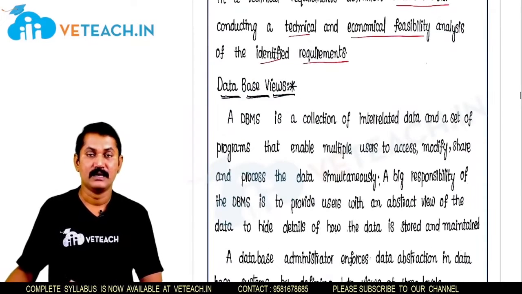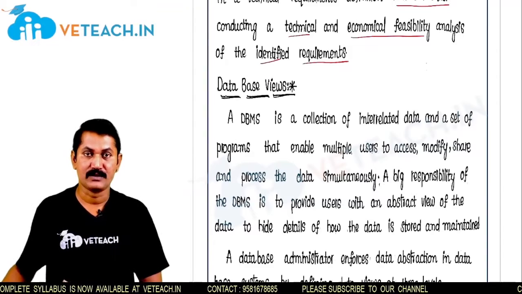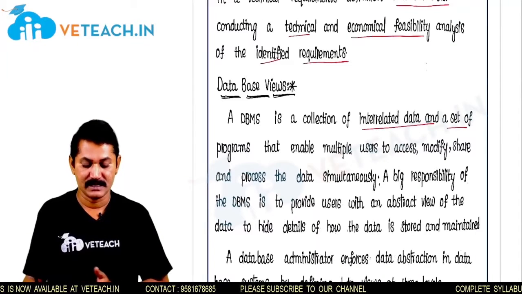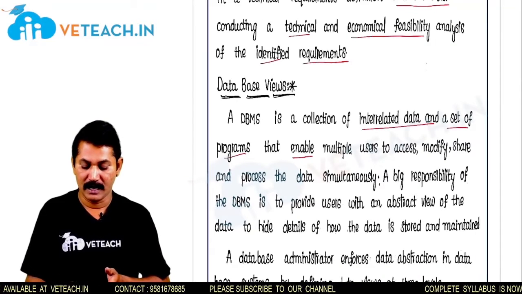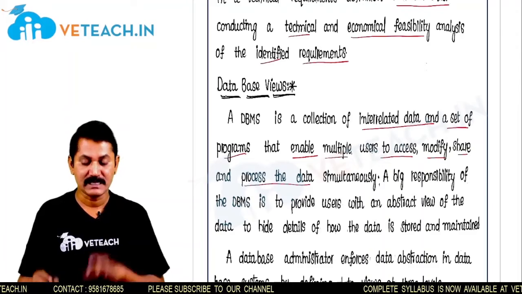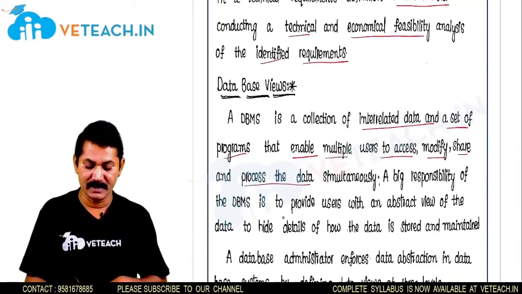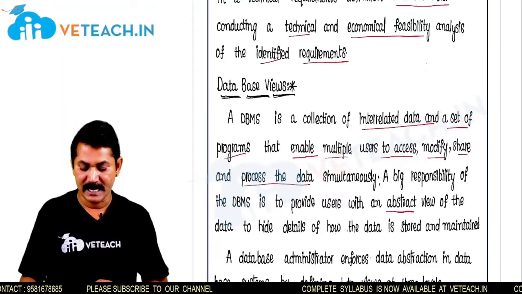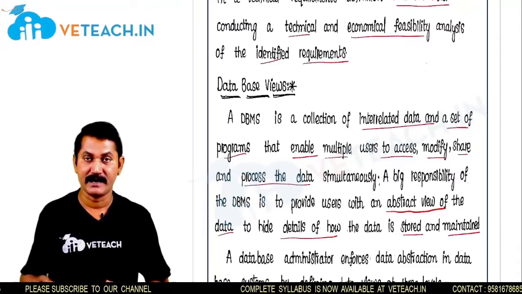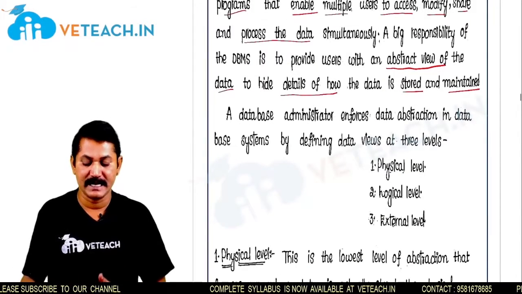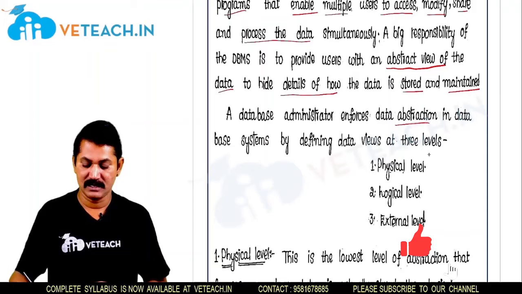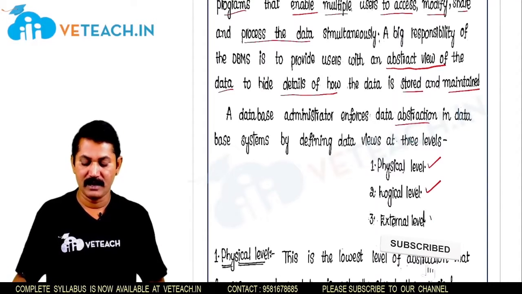So far we studied the database users. Now we are going to see the database views. A database is a collection of interrelated data and a set of programs that enable multiple users to access, modify, share and process the data simultaneously. A big responsibility of the DBMS is to provide users with an abstract view of the data, to hide the details of how the data is stored and maintained. A database administrator enforces the data abstraction in the database system by defining the data view in three levels. They are the physical level, logical level and external level.